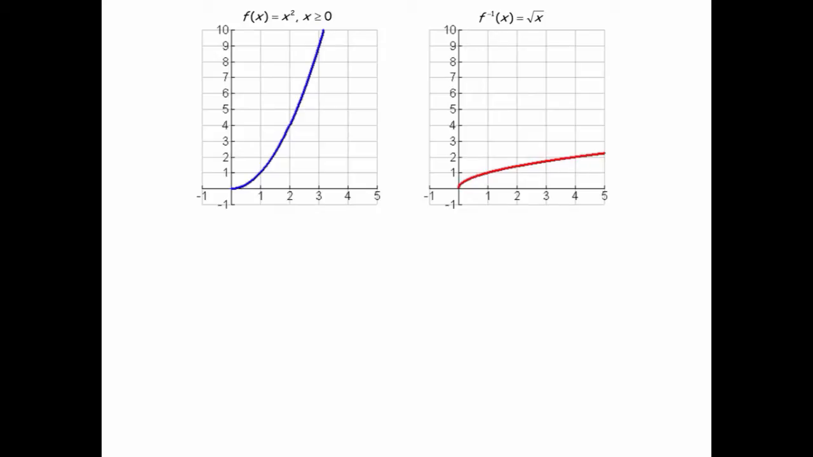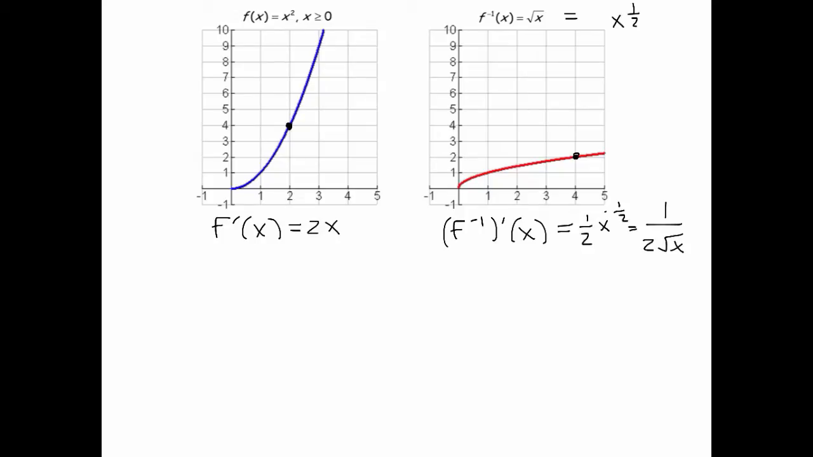So first thing we should notice is that the point (2, 4) is on the graph of f, which means that the point (4, 2) is on the graph of its inverse. What we're interested in is the relationship between the derivatives at these moments. So let's calculate the derivatives of each. f prime of x is going to be 2x, and the derivative of f inverse is going to be, well, if I write root x as x to the 1/2, then I can see that it's 1/2 x to the negative 1/2, which is the same as 1 over 2 root x.